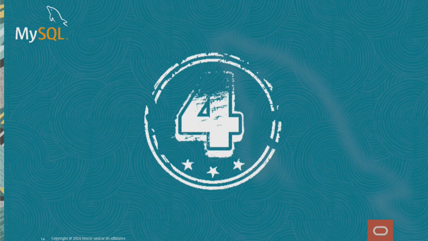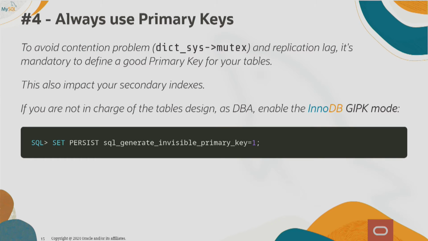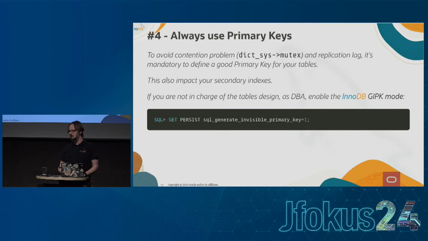Number 4, always use a primary key. I will have a session on Thursday completely related to that. But what you need to know is that missing primary keys are very problematic for performance in MySQL. And it's also very bad when you are using replication, because you will do a full table scan every time on the replicas.